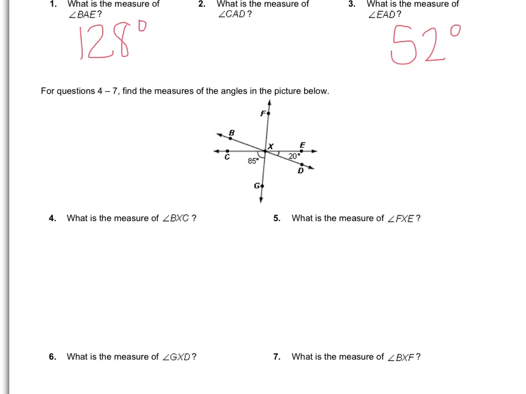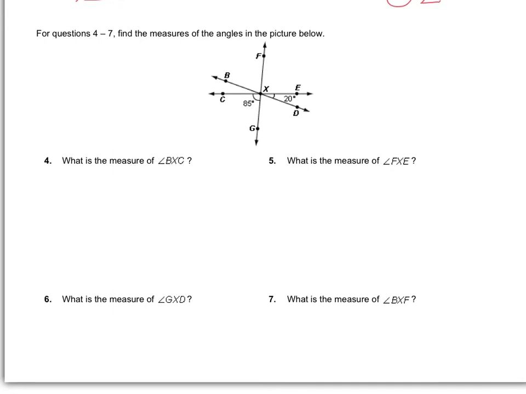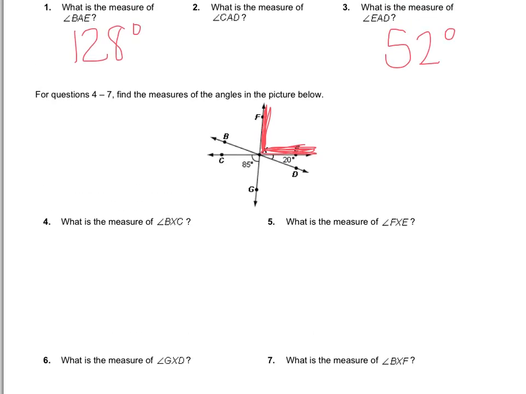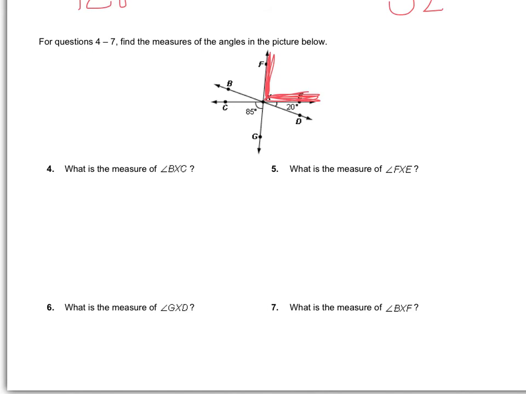Questions 4 through 7 are a similar problem. It asks me to find the measures of the angles in the picture below. Number 5 asks me to find the measure of FXE, which is this one here. If you were to draw the lines that make it up, it's this line and this line. If I'm looking for FXE on this side, it has to be the same as the angle on this side because they are vertical angles. So the measure of FXE has to be 85. It's got to be the same as CXE.